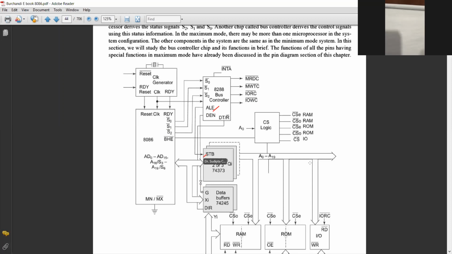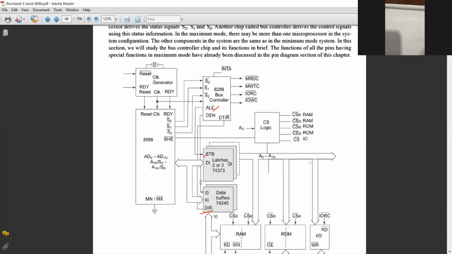DEN bar is connected with a data buffer, and DT/R bar is connected with DIR, direction. Basically it is the same function. There is no distinction. The only distinction is that those signals are in 8086 minimum mode.